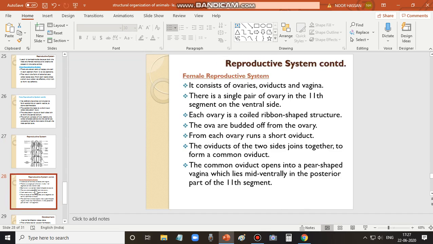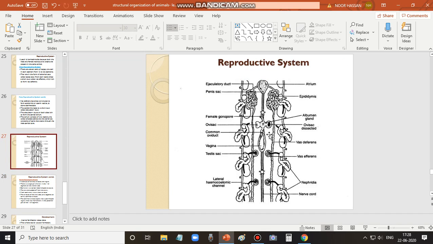So it consists of a pair of ovaries, oviducts and vagina. Okay, so these are the ovaries, a pair of ovaries, this one. From each ovary arises an oviduct, and the oviducts from both sides join to form a common oviduct that opens into this vagina. The vagina opens outside through the genital pore, which is present on the 11th segment.